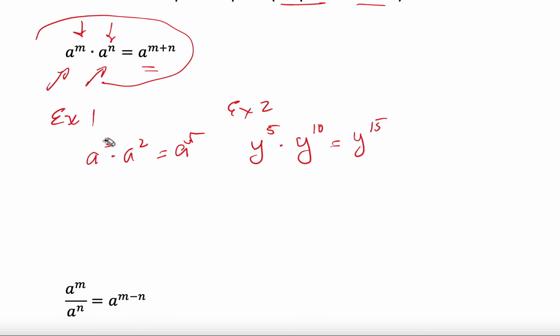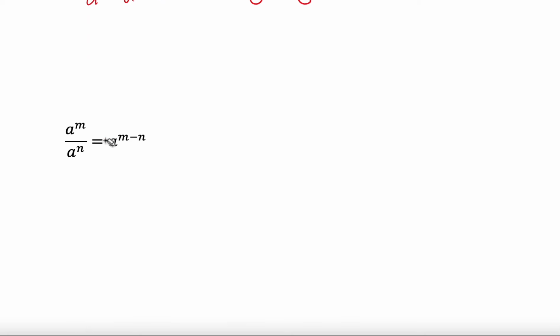Let's take a look at the division property. The division property says something different. It says that if you have two exponential expressions with different exponents, or the same, it doesn't really matter, all you have to do is write the same base and subtract the exponents. For example, let's say you have x to the fifth power over x to the first power. That is the same as x to the 5 minus 1, okay? And this is equal to x to the fourth power.